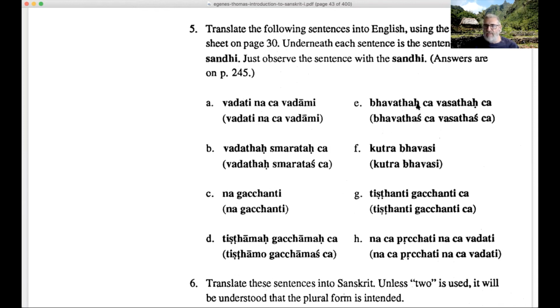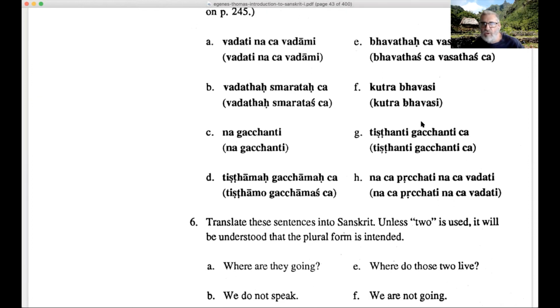And you see here the visarga before the C. You know how in Vishnu Sahasranama we have this ascha. You see it so often. The palatal S before the C, right? And even in Devanagari, we see those two letters come together in a conjunct consonant. We don't see the cha as separate, right? Exactly. Okay. Now we have kutra bhavasi.